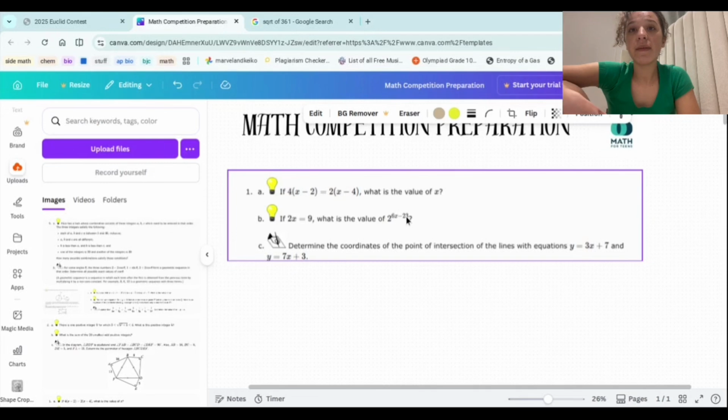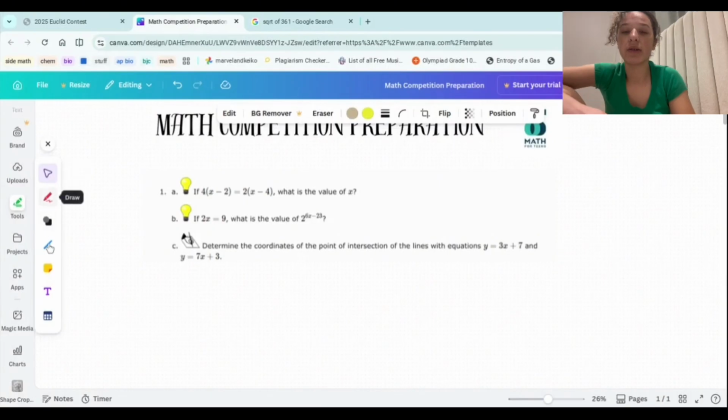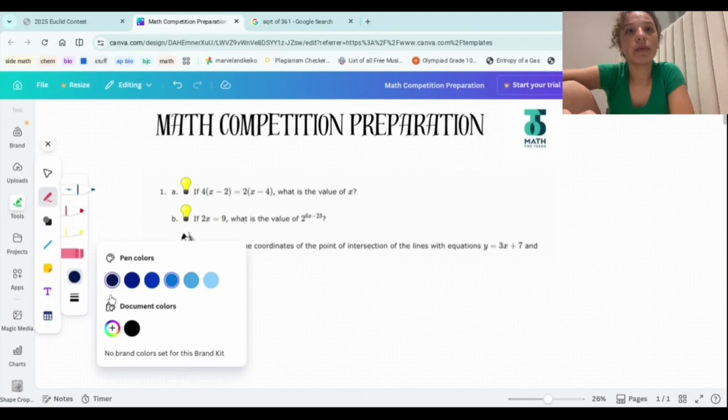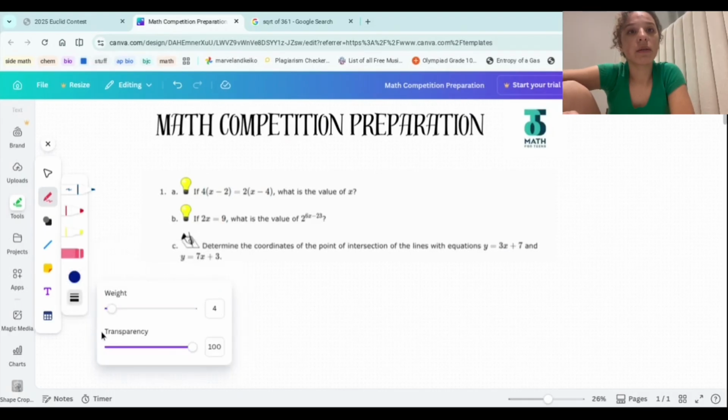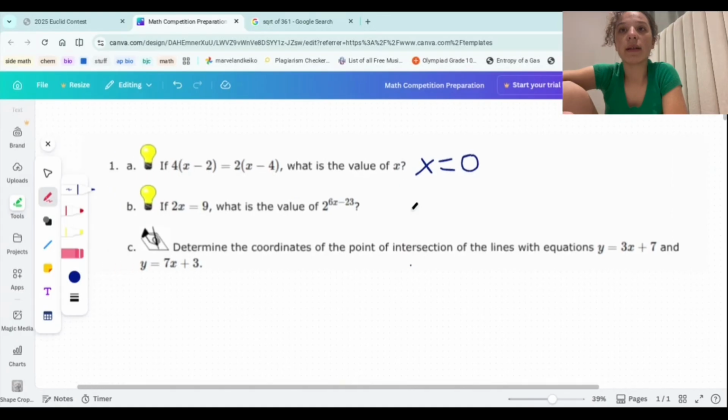Question 1. If 4 times x minus 2 is equal to 2 times x minus 4, what is the value of x? If these two expressions need to be the same, you can just look at it: if x is 0, both sides are going to be minus 8. So the answer to this one is x is 0. That one's pretty evident, I would say. Okay, then the next one. If 2x is equal to 9, well, let me just write out my answer for this one. X is equal to 0.